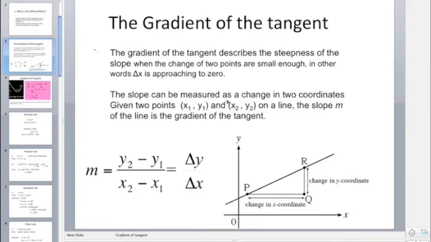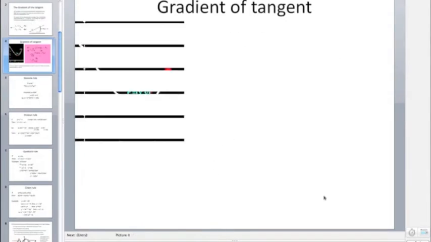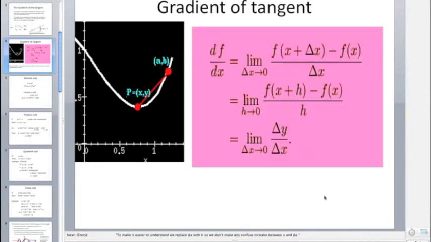The slope can be measured as a change in two coordinates given two points, x1, y1, and x2, y2, on a line. The slope m of the line is the gradient of the tangent. Now the gradient of the tangent. We assume these two points are close enough, so delta x is approaching 0, as we can see here.